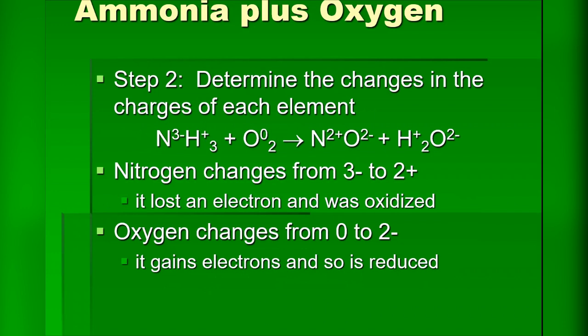Determine the changes in the charges of each element. So nitrogen here is minus 3, and here nitrogen changes to plus 2. So minus 3 to plus 2, what happened? Lost or gained? We know it gets positive when electrons are lost. So it means nitrogen lost electrons. So nitrogen is oxidized.